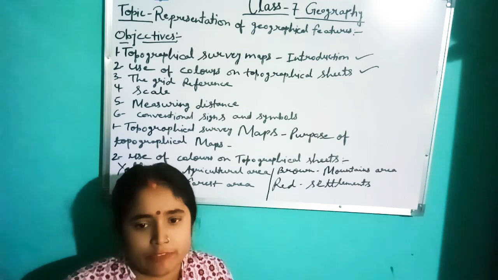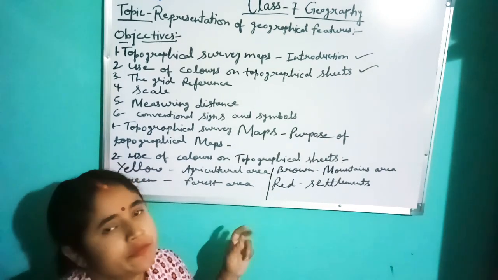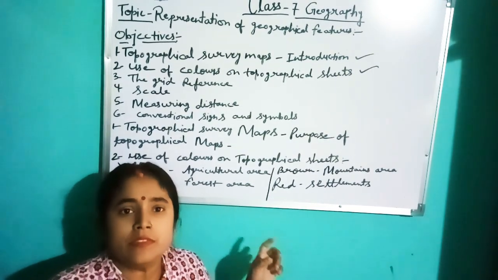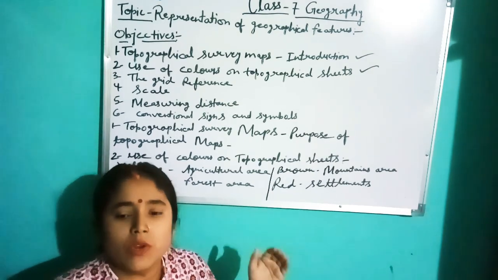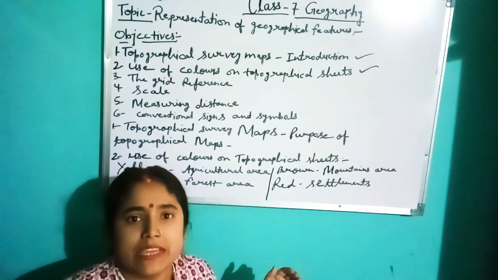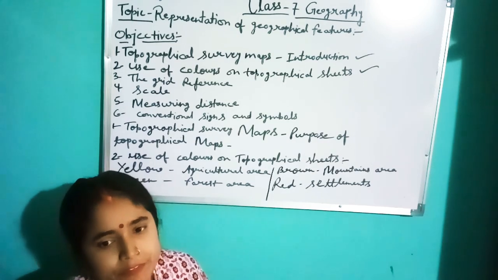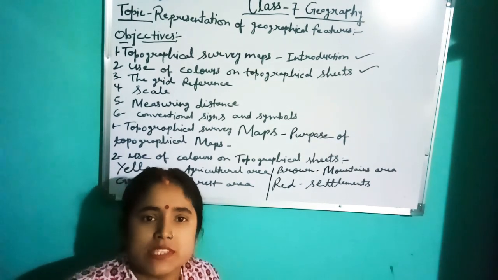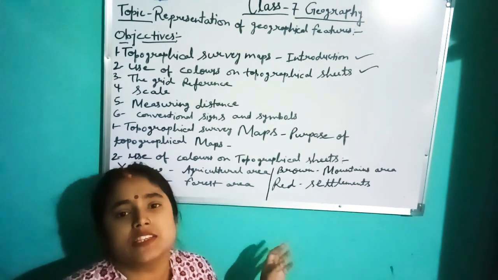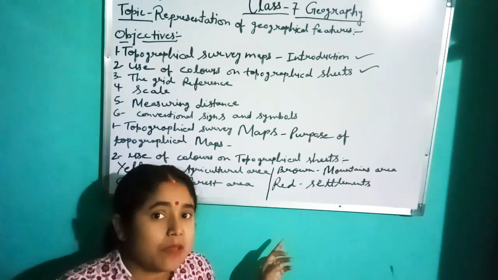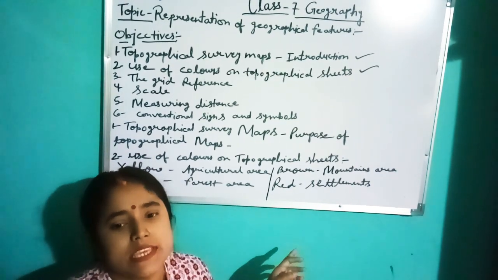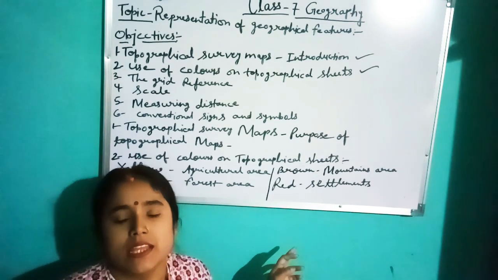The first homework will be, what is the purpose of topographical maps? Second homework will be, why are we using different colors on the map?